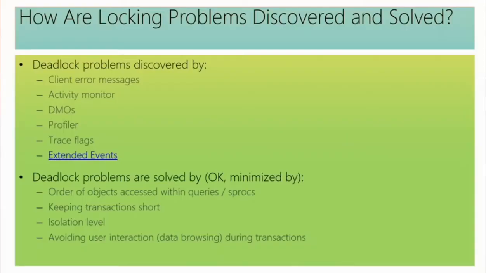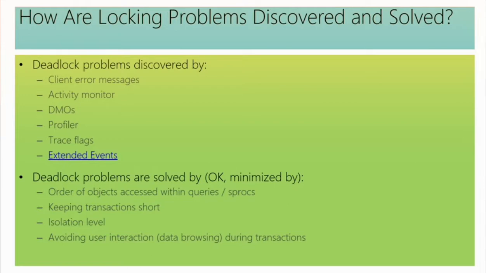Okay. So how do we discover them? How do we solve them? So we've seen thus far that there are often a number of tools for any particular job, and there's no difference here. We have client error messages that will tell us about deadlock problems specifically. Activity Monitor will tell us about locking and blocking. We have Dynamic Management Objects, a separate topic coming up. We have Profiler, a separate topic coming up. And an area which is getting more and more momentum is extended events. If you want to find out more about extended events, there are some people out in the industry that are particularly excited about those, so there's a reference there.